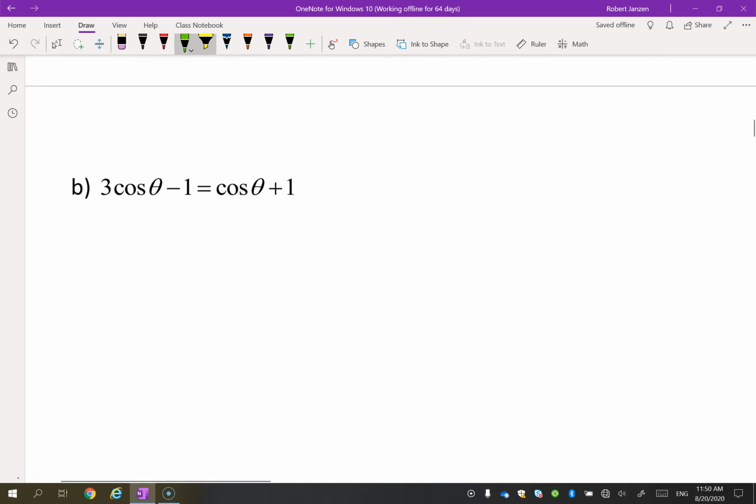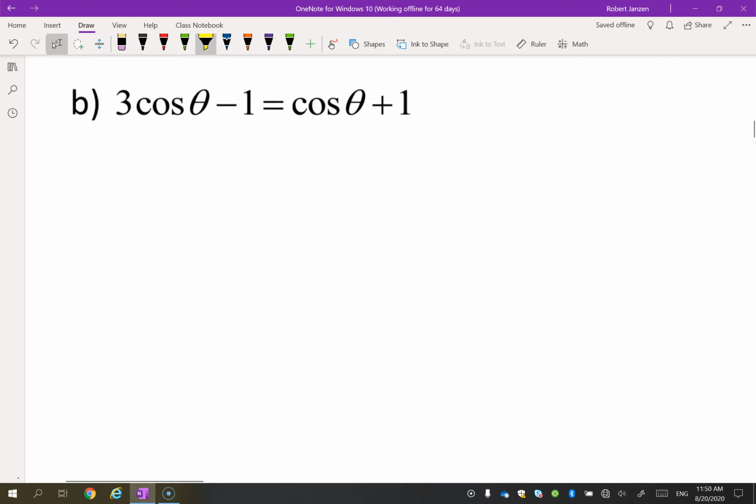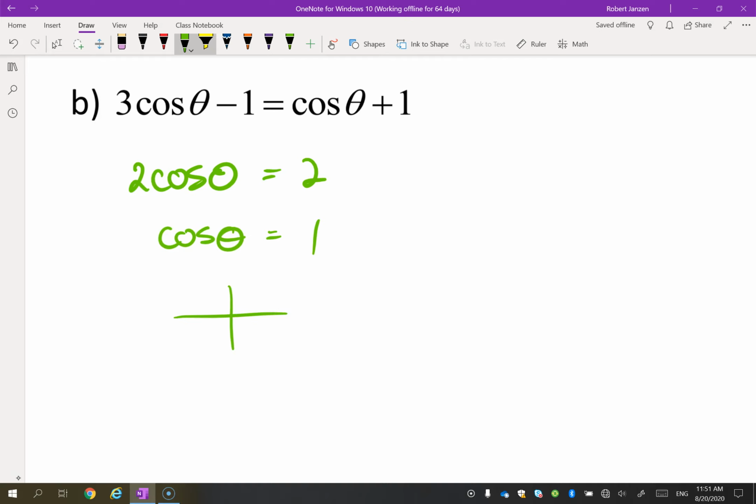Okay? So we've got a few more questions like this to do. You don't need to show the steps. You can do it mentally. If we subtract cos from both sides, you're going to get 2 cos on that side. And if I add 1 to both sides, I'm going to get 2. I'll divide by 2. So cosine is 1. Where is cosine 1? Right there. So the reference angle is 0. So theta is 0, and not 360, because we're doing radians, 0 and 2 pi.